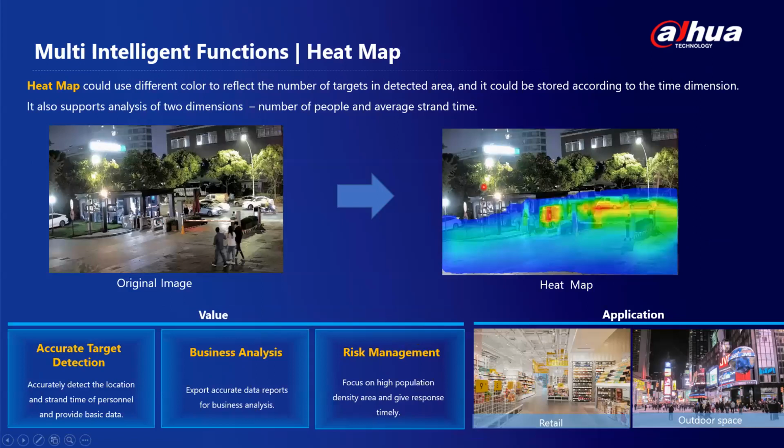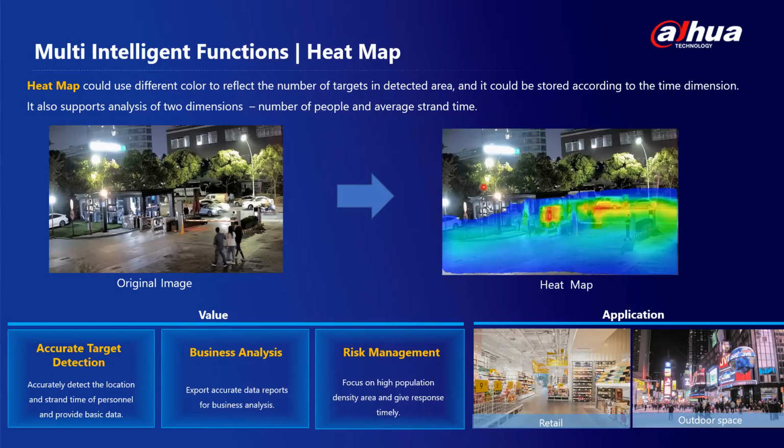Heat map is another AI function for this WizMind S series. Here we're told that the heat map could use different colors to reflect the main target, the number of targets that is in a detected area. With this, it can be stored according to the time dimension, and it supports analysis of 2 dimensions: the number of people and the average stand time.